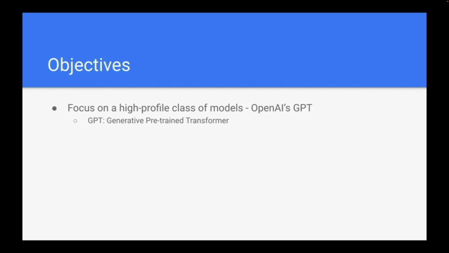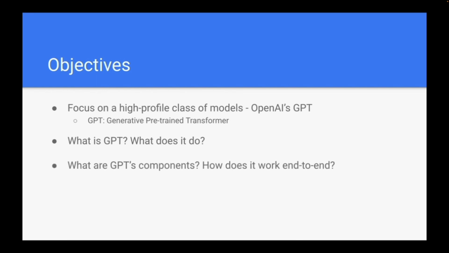So GPT, what does GPT stand for? It's an acronym, of course. It stands for Generative Pre-trained Transformer, and we will get into all that lovely jargon shortly here. So what I hope to be able to answer for you, at least in a nutshell, at a high level, is what is GPT? What does it do? What are its goals? What are its components? How does it work end to end?